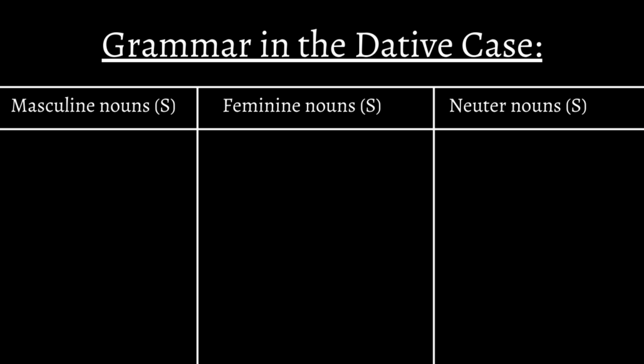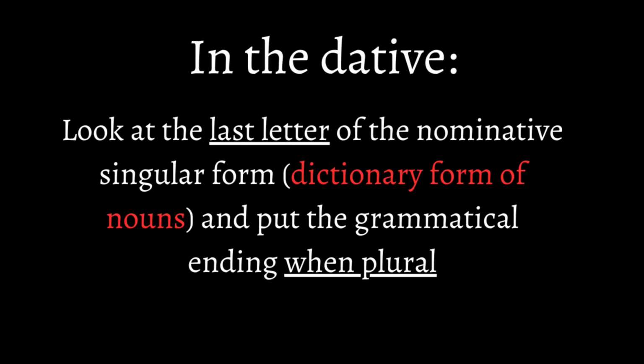The dative case works with masculine, feminine, and neuter nouns both in the singular and plural. However, the dative is the first case to utilize the same endings as in the nominative. What I mean by that is that nouns will have different endings when singular, but only two ways when plural. Within plurality, you simply have to look at the last letter of the nominative singular form, which is the dictionary form of nouns, and from there, you simply put the grammatical ending in the dative. Nonetheless, here's how nouns get modified in the dative.